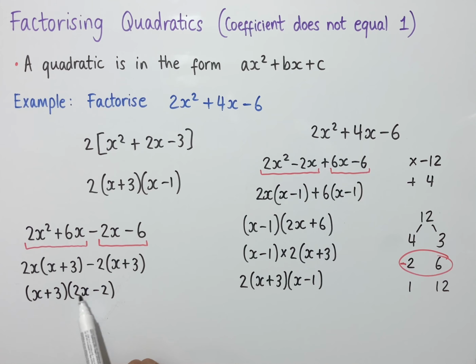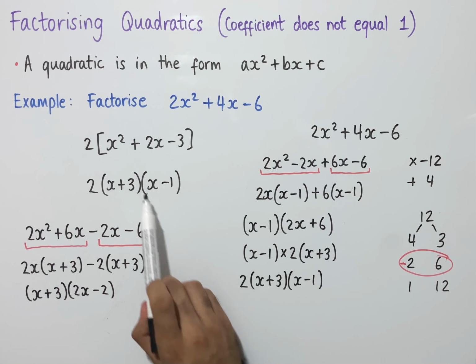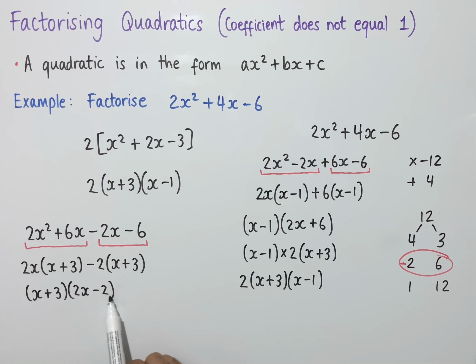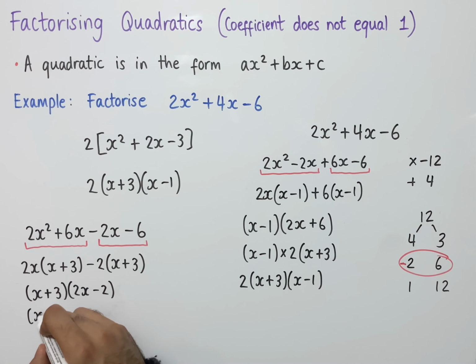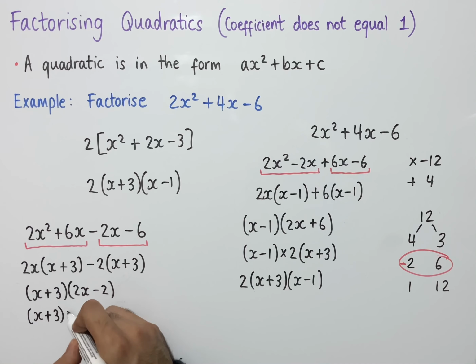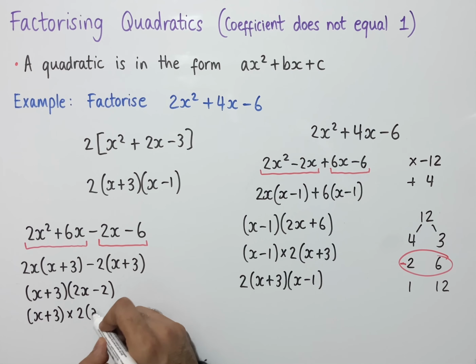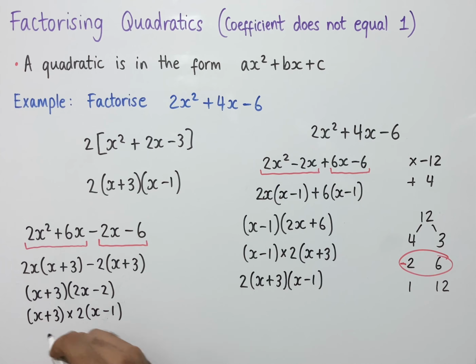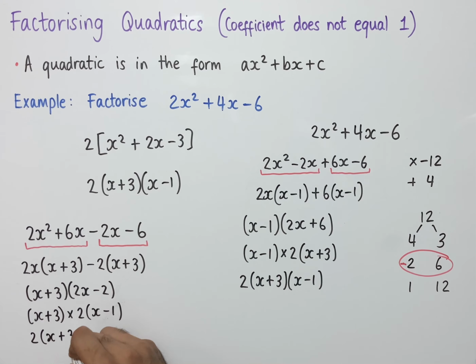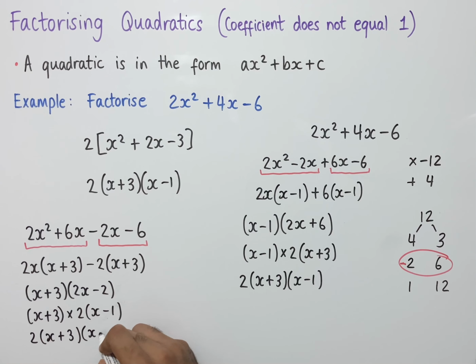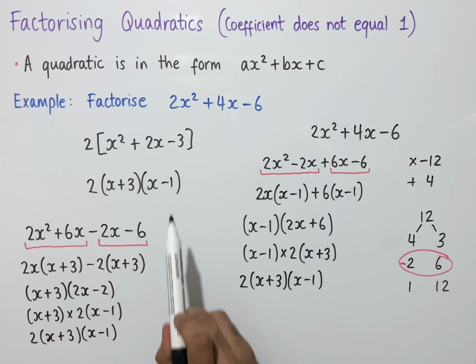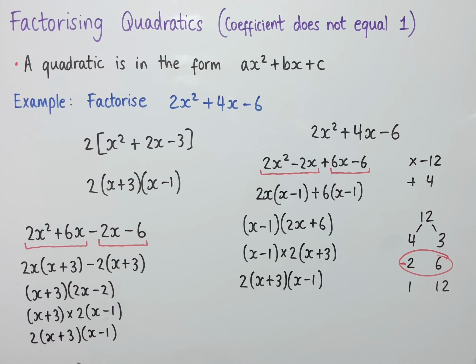We can again rewrite this so that we get the same answer as we did for the previous two methods by looking at this second bracket here. Both of the terms have 2 in common, so we can factorize 2 out to give us x plus 3 multiplied by 2, and then in brackets x minus 1. So rewriting this, we have 2 multiplied by x plus 3 multiplied by x minus 1 in brackets. And so we see that all 3 of these methods give us exactly the same answer.